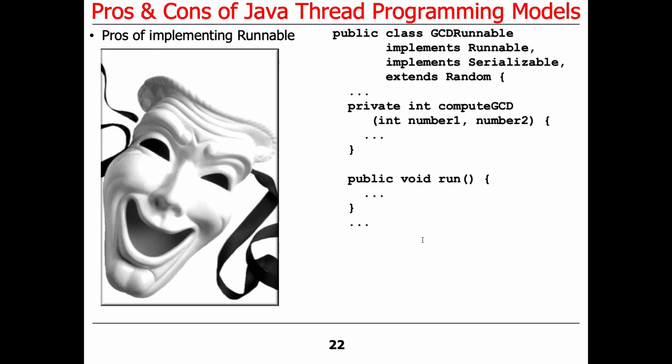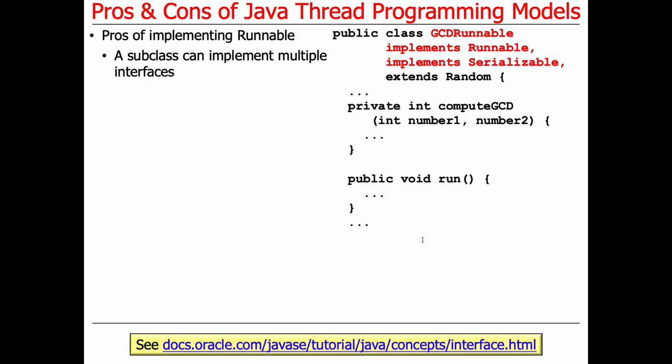The pros of implementing Runnable are much like the cons. They're sort of the inverse of the cons of extending Thread. So one of the things you can do here is you can see that this model has a GCDRunnable class which implements Runnable and implements Serializable and extends Random, just for kicks. So we actually don't subclass from Thread. Instead, we implement Runnable.